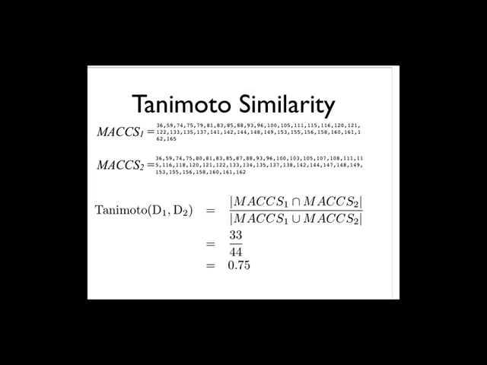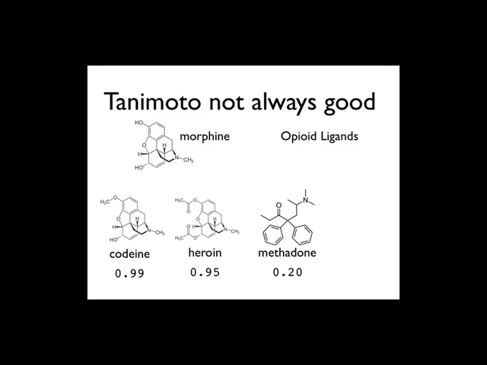And if they have a very high Tanimoto similarity, there's a very high chance that they will share activities and both bind to the same protein, for example. However, it's not always that good.